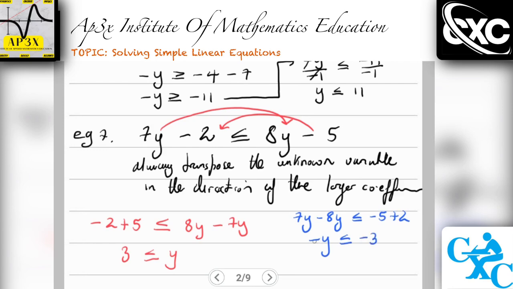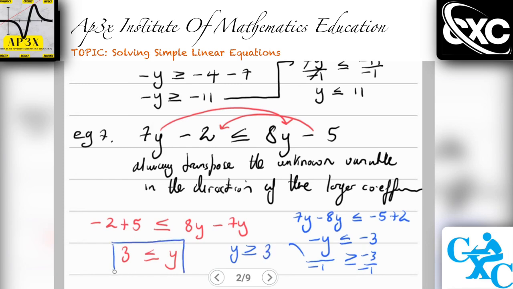So now I end up with a negative subject, which means that I'm going to have to divide both sides by minus 1. So if I divide the left side here by minus 1, I'm going to have to reverse the sign and divide the minus 3 also by minus 1. So therefore I easily end up here with a positive y, and that's going to be greater than or equal to, as opposed to being less than or equal to, negative 3 divided by negative 1 is positive 3. So I end up with the same answers.